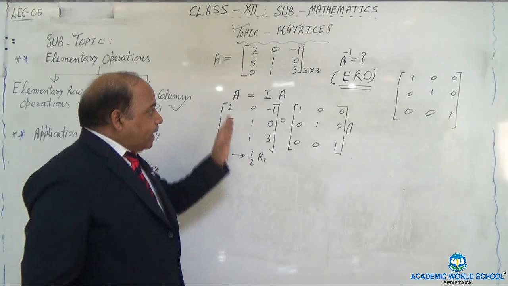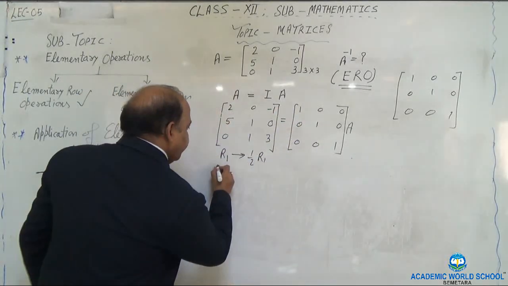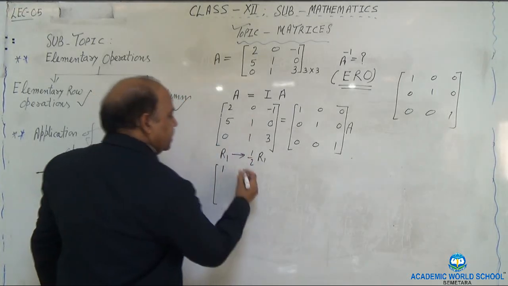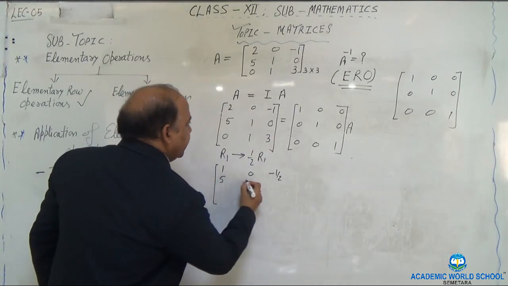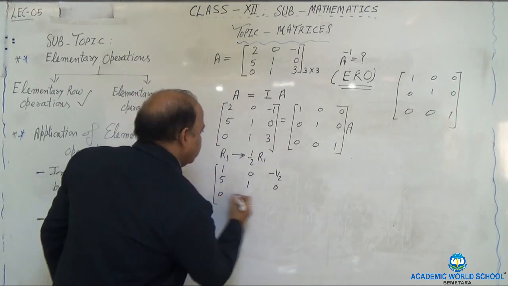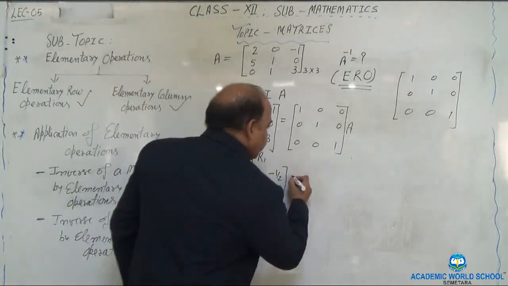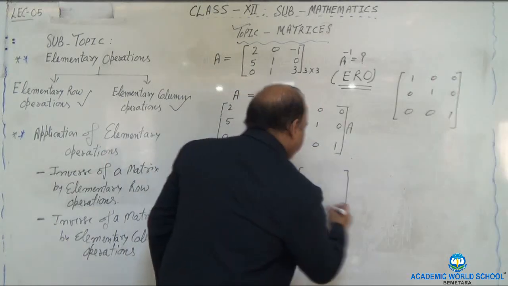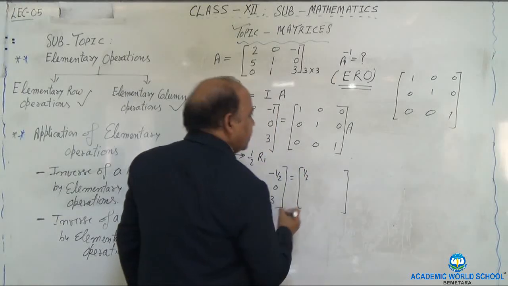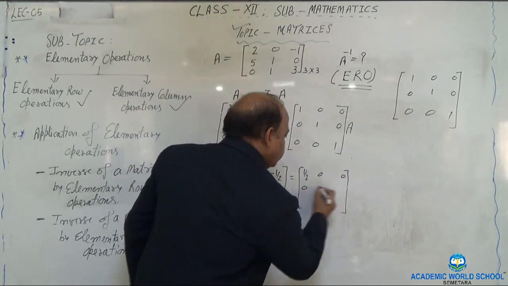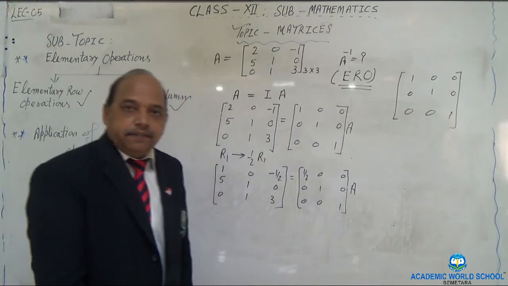So whatever I do over here, same thing I have to do in this one also. So let's do that. It becomes 1. It will remain 0. It will become minus 1 by 2. And the other 2 rows, I am not making any change. 5, 1, 0, 0, 1, 3. What will happen to the right hand side? Whatever you have applied here, same thing will be done. So it becomes half of that, half 0 0, 0 1 0, 0 0 1, and this A will remain unchanged.